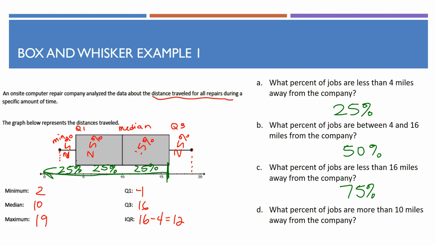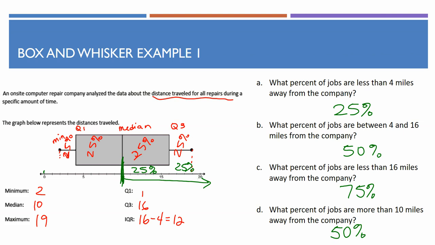And finally, part D, what percent of jobs are more than 10 miles away from the company? So more than 10 miles away, well, 10 is your median. Remember, 10 is your median. That means it's your middle number. If it's in the middle, think about it, more than that, 50%. Or you could look here at your box and whisker. What percent of jobs are more than 10 miles? So over in these sections, there's 25% in this section, and then there's 25% in this little section here, right? So 25 plus 25, 50%.